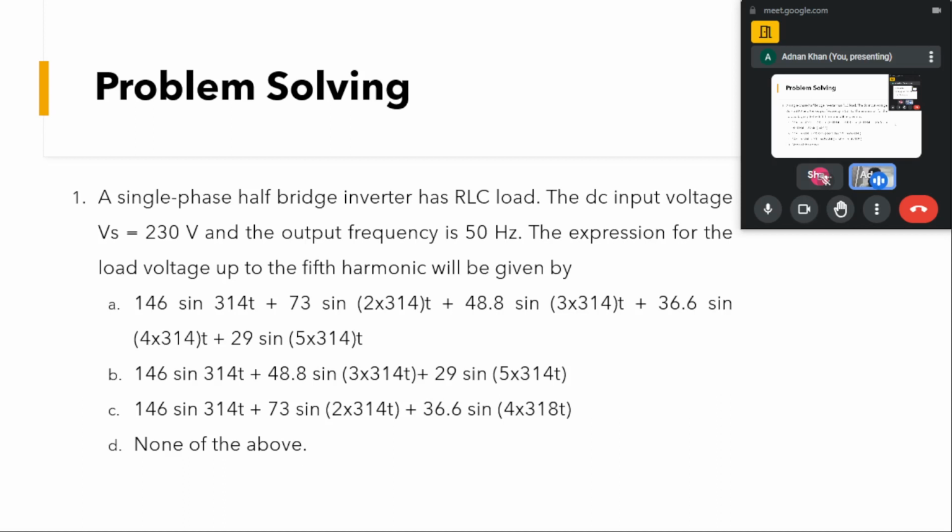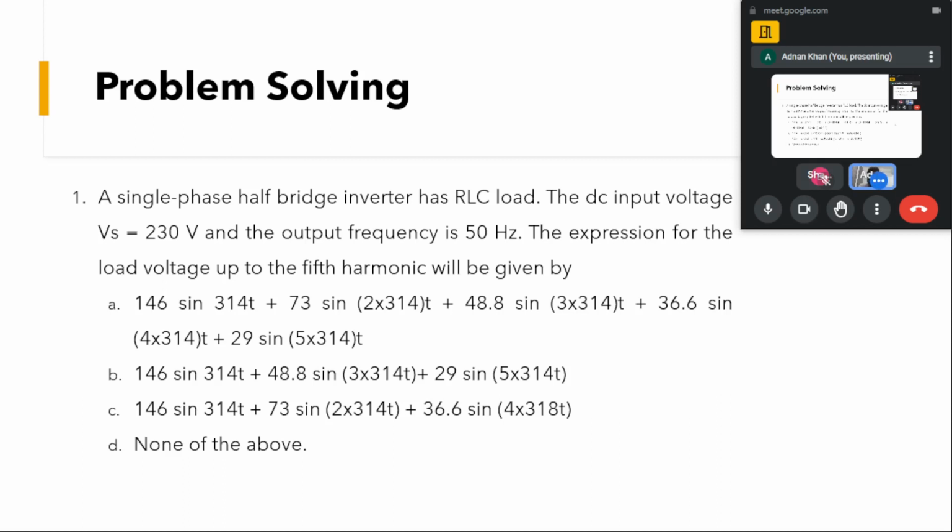This is the first problem. A single phase half bridge inverter has an RLC load. The DC input voltage Vs is 230 volts and the output frequency is 50 Hz. The expression for the load voltage up to the fifth harmonic will be given by.